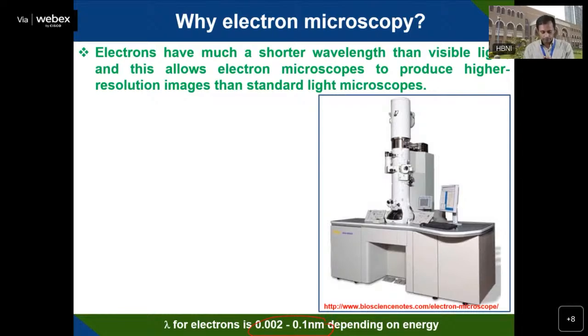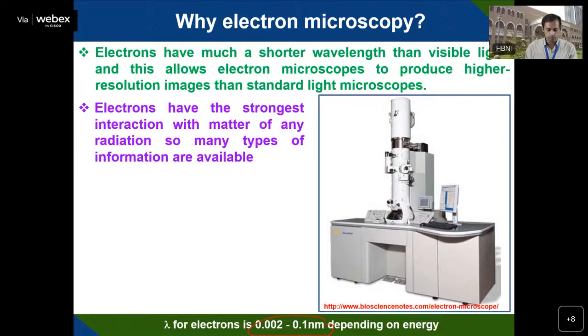Since you have a variable lambda value here, you are able to see much smaller structures by using the electron microscope. The electron has the strongest interaction with matter of any radiation. So many types of information are available.